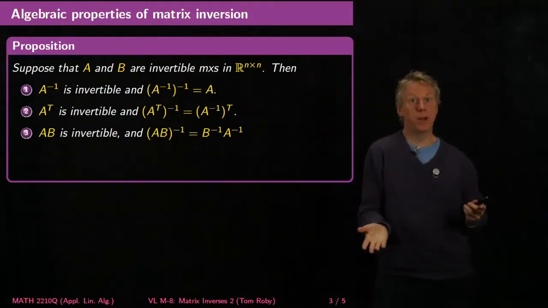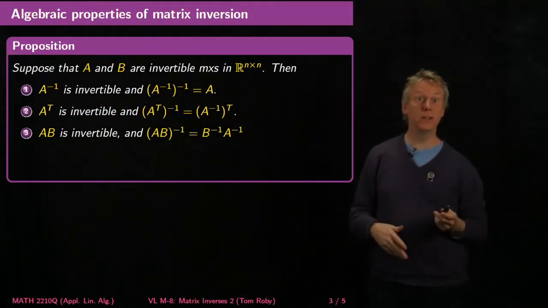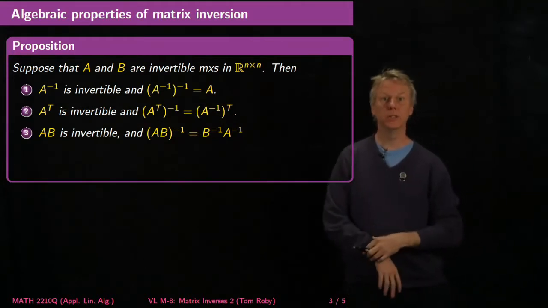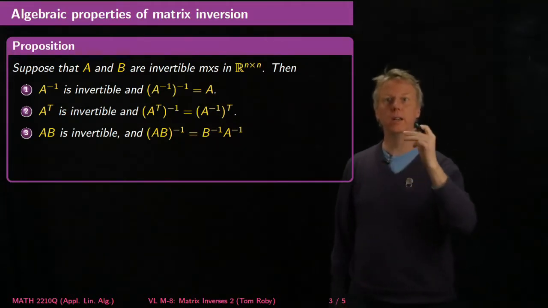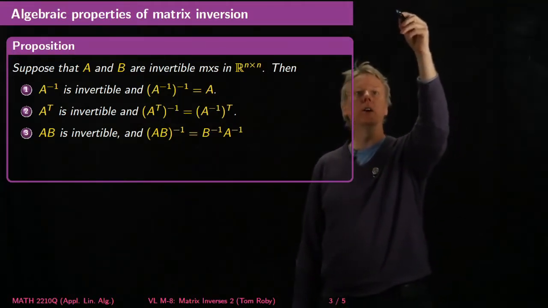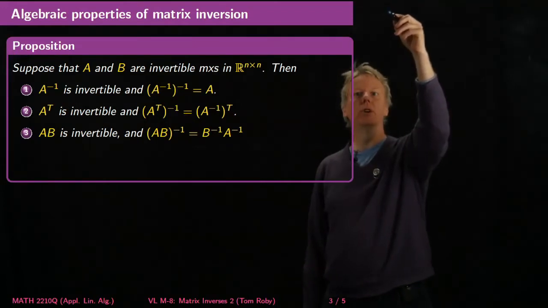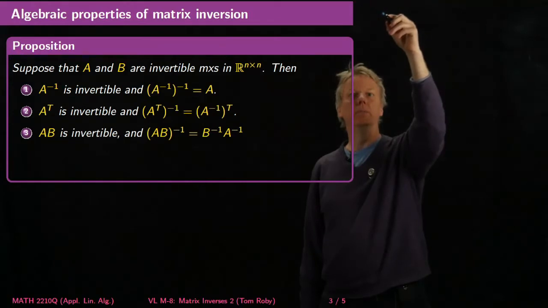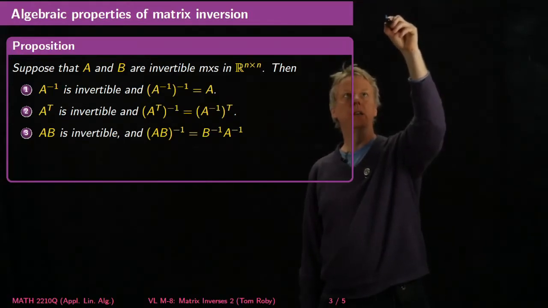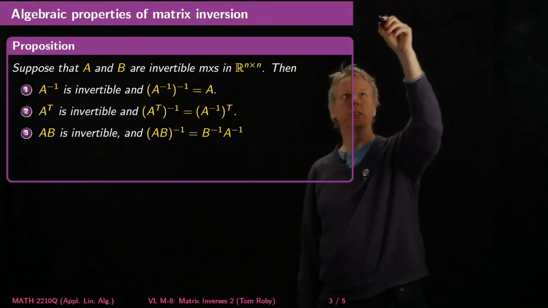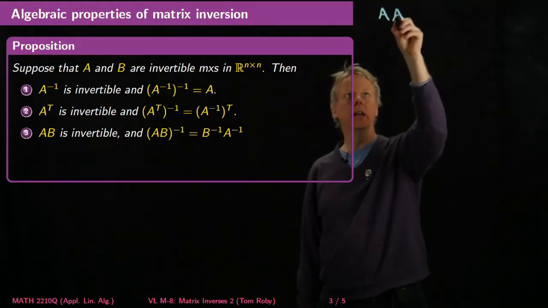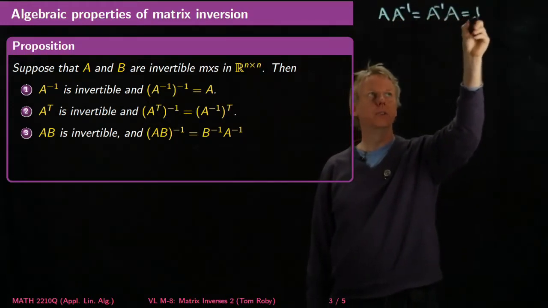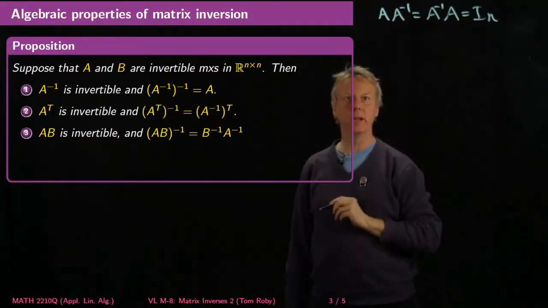Now, you're not too surprised by this, right? If you took the reciprocal of 7, you get 1/7. You take the reciprocal of that, you get 7 again. As long as you're not trying to do this with 0, you're fine. But you know what's going on here, right? The definition of invertible means that if A is invertible, then there exists A inverse, so that A times A inverse equals A inverse times A. And those are both equal to the n by n identity matrix, right?